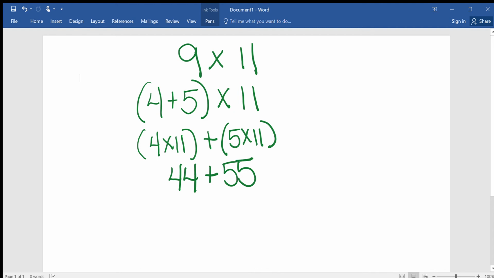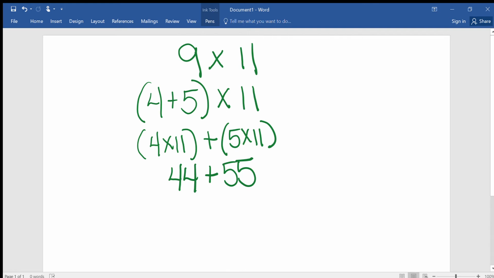Now, if you are one smart cookie, you probably already realized, well, Mrs. Rankin, why can't we just double the 9? 9 times 11, 9, 9. We can, but we're pretending we don't know that because we want to practice the distributive property.